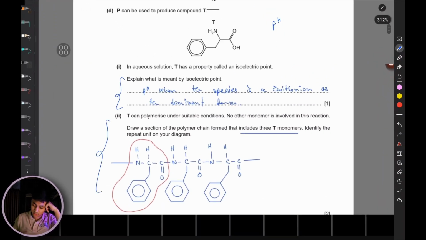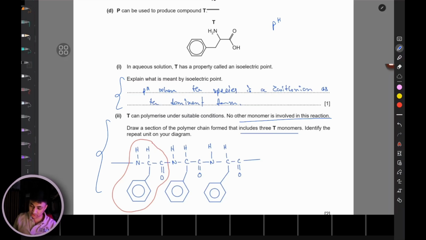Now part 2 is asking you, T can polymerize under suitable conditions. No other monomer is involved in this reaction. Draw a section of the polymer chain formed that includes 3 T monomers. Identify the repeat unit on your diagram. Okay, so it is going to go through polymerization, and the only monomer used over here is T.